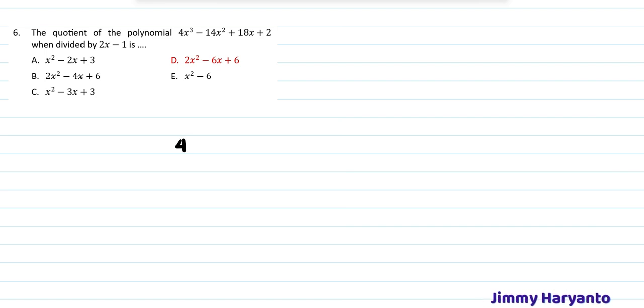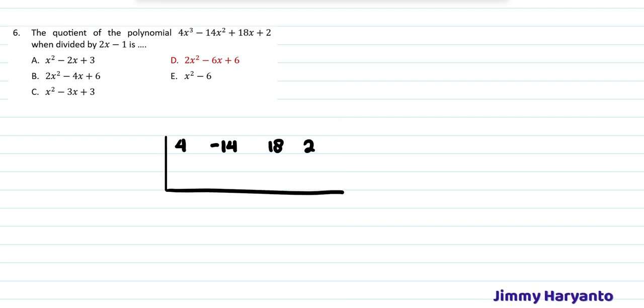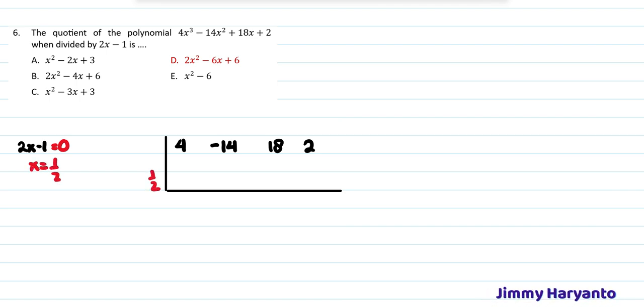To find the quotient, you have to use long division or Horner's. For this one, I want to use Horner's like this, and then I will divide it by 2x minus 1. From 2x minus 1, I will get the value of x equals half. That means half is right there.